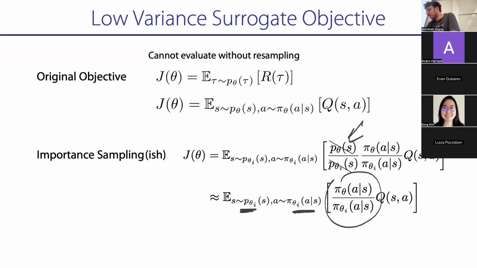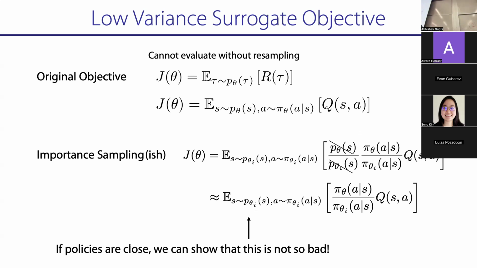And so you're going to say that this term is basically 1, right? So essentially what you're doing is something slightly wrong. You're saying that the distribution of states under theta and theta I are approximately the same. But the argument in TRPO is that if your policies are not changing that much, that is not that horrible of an approximation to make.